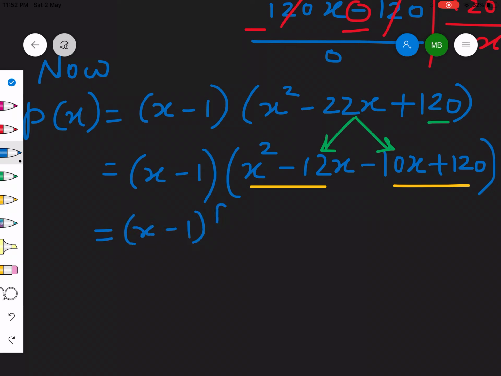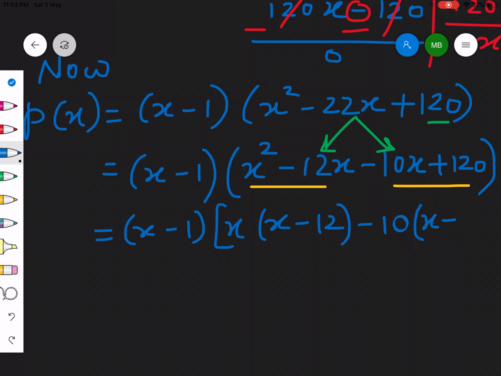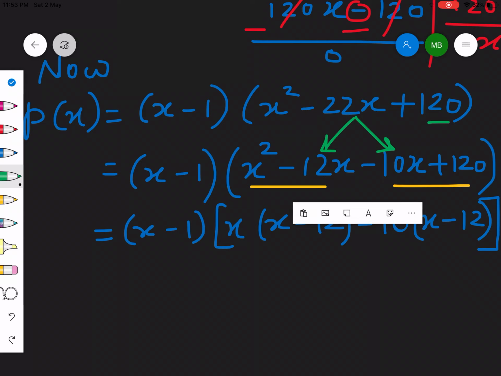From the first pair, if I take x as common, I'll be left with x minus 12. From the second pair, when I take minus 10 as common, x minus 12 will be left inside. And here you should remember that because we have taken the minus sign outside, the inside sign will be changed from plus to minus. So that has to be taken care of. The signs need to be taken care of.